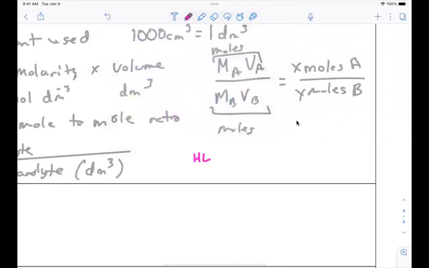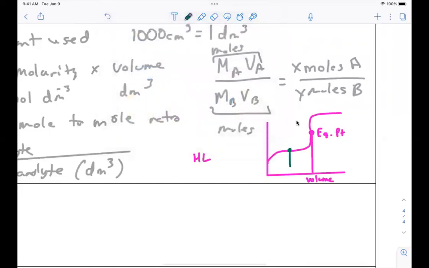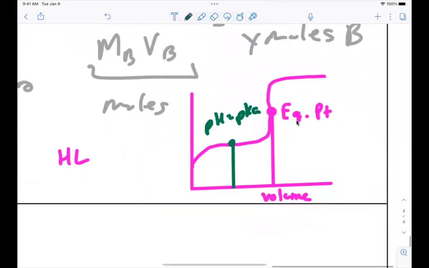Now higher level, don't forget when you have a titration curve, you have a couple of major points here. The equivalence point, which tells you the volume that you need to react if they give you a titration. But if it's weak, this point is also very important: halfway to the equivalence point, because at that point, pH equals pKa.